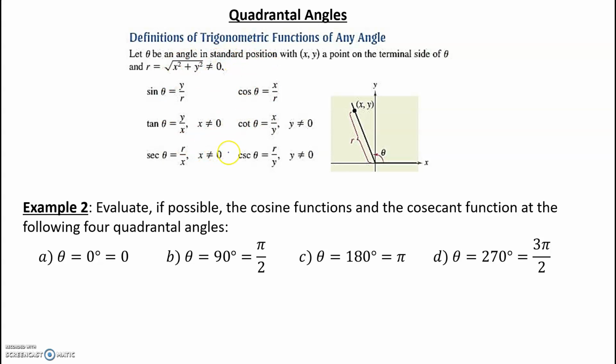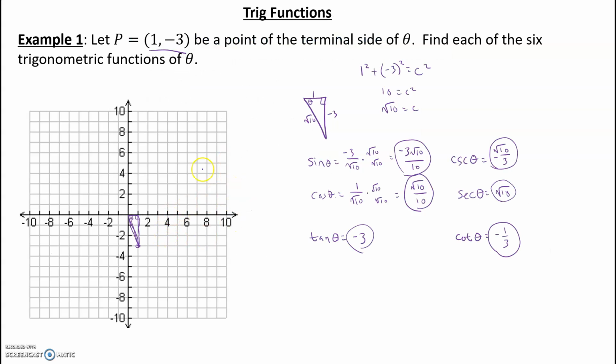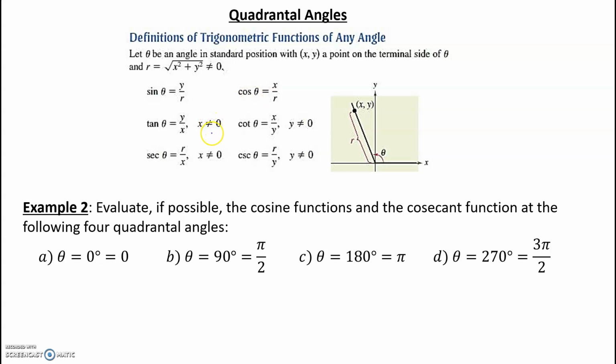Now, understand this is what we just did, right? You didn't really need this for that lesson. But sine is opposite over hypotenuse. If you look in the picture, sine was opposite, which is my y-coordinate, negative 3, over hypotenuse, which was our radius. So we have our x-coordinate, our y-coordinate, and our radius. And that's all this table is really telling you, whether it's your x-coordinate, your y-coordinate, or your radius. That's going to help you when it comes to your quadrantal angles.